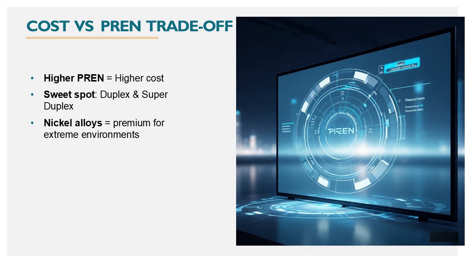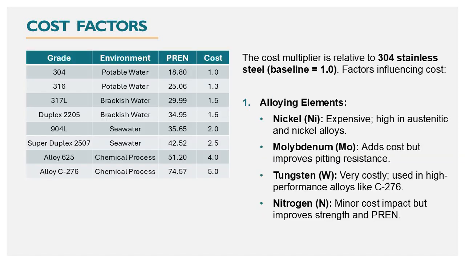Speaking about cost versus PREN trade-off analysis, material selection is always a balance between performance and cost. Duplex steels often give the best compromise. This scatter plot compares corrosion resistance, PREN, with relative cost versus 304 stainless steel. Observation: higher PREN alloys like alloy C276 offer superior resistance but at significantly higher cost. Sweet spot: duplex 2205 and super duplex 2507 provide excellent resistance at moderate cost, compared to nickel alloys that carry a premium for extreme environments.